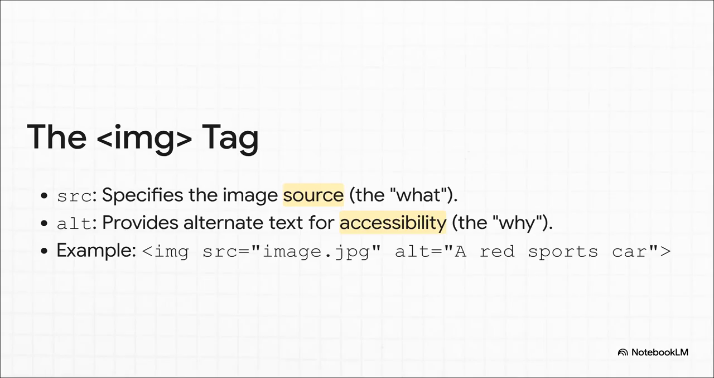And it's the exact same story with images. An image tag is totally useless without the source attribute. That's the what. It tells the browser what picture to go find. But just as important is the alt attribute. This is the why. It provides a description for screen readers and search engines, and it's absolutely crucial for making the web accessible to everyone.